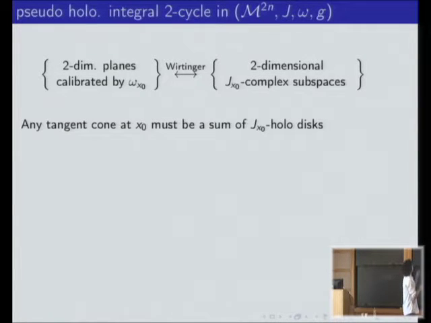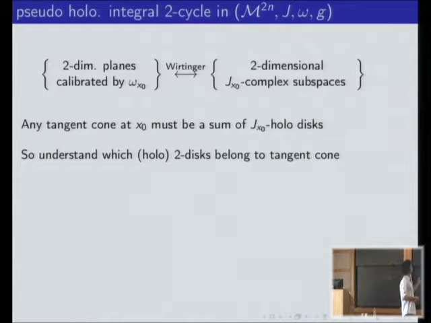So let's start with this observation. We have this two-dimensional form. The tangent cones, we know that they are cones calibrated by the form at a certain point. So they are basically two-dimensional cones calibrated by a standard symplectic form. Then by Wirtinger's inequality, which we pointed out in the beginning, the planes belonging to this special subfamily of calibrated planes are the holomorphic ones, where holomorphic refers to the almost complex structure at the point you are dilating. So from this, it follows quite easily that any tangent cone at a point must be a sum of holomorphic disks, possibly counted more than once.